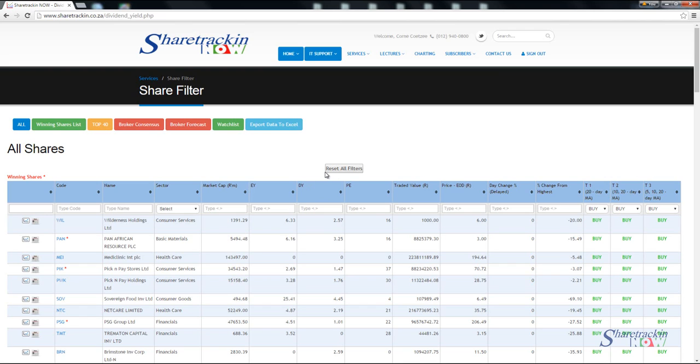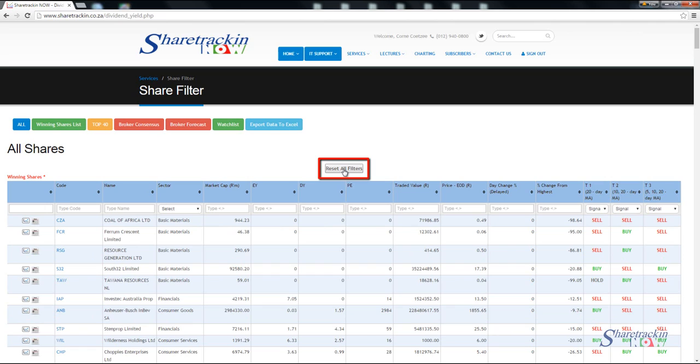One key thing to remember is, should you filter on the share filter, it will remember what you did last, even though you close down your browser. So if you finish and you don't want to use some of the filters you've already applied, you can simply click on the reset button. As soon as you click on reset, it will put everything back to as it was. So let's do an example.